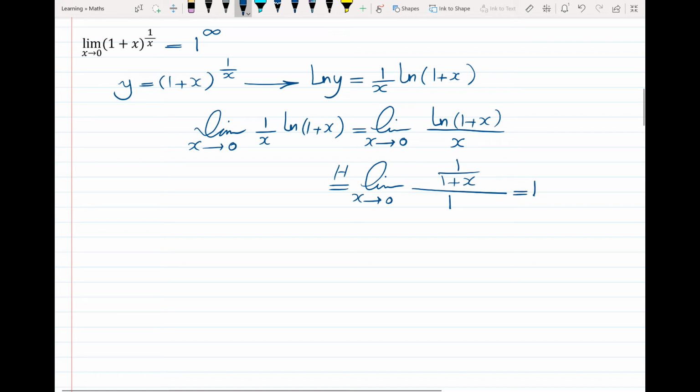Because the limit of 1 over x times ln of 1 plus x is 1, our original limit is e to the power of 1, or e, because e to the 1 is e.